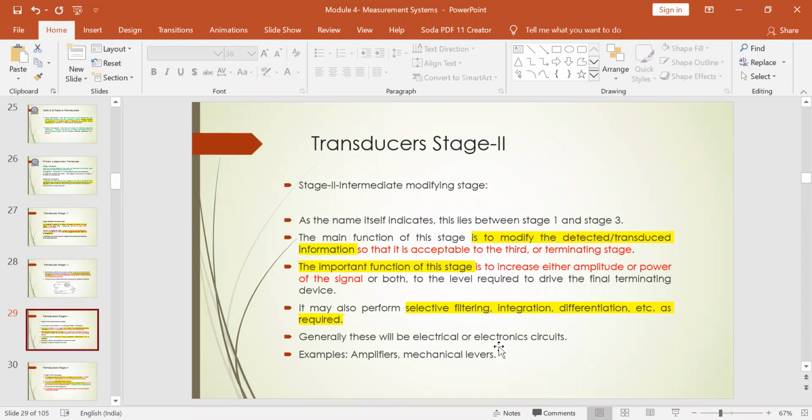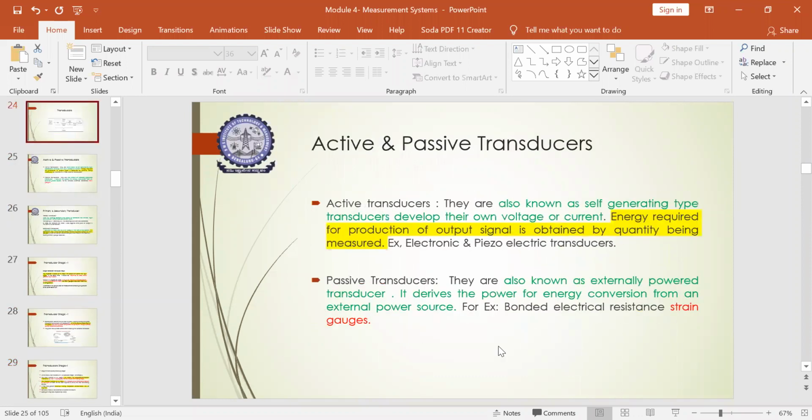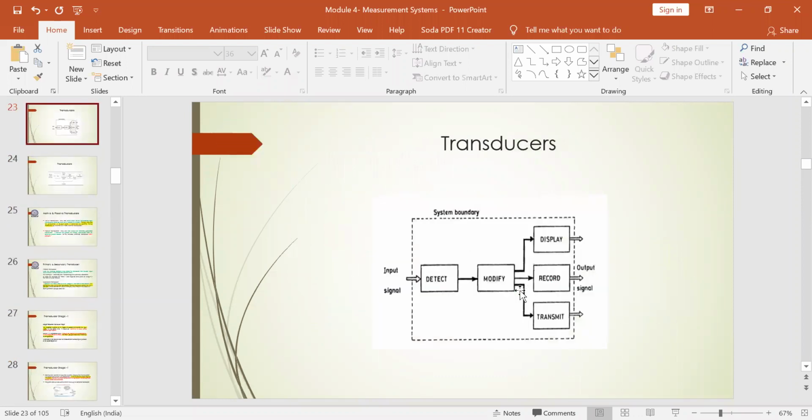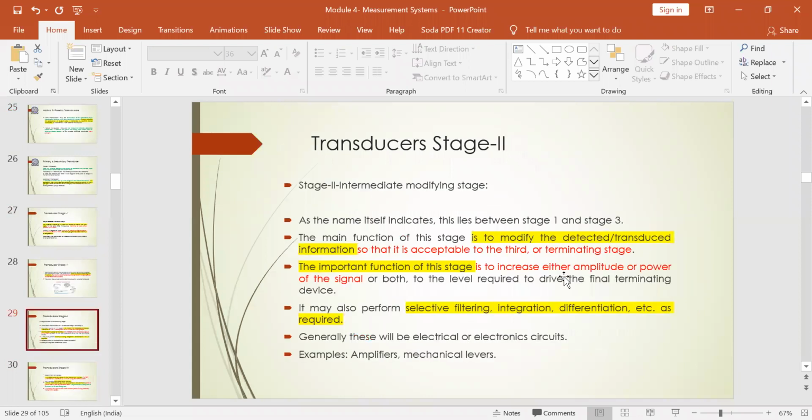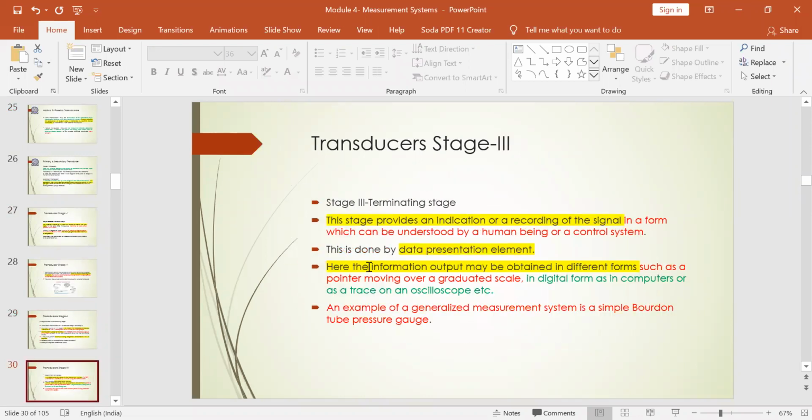Next is transducer stage 2. What happens here? It is an intermediate stage which receives the input signal and modifies it into an electrical or electronic output signal which could be recorded. So this is in between, either in the beginning or at the end. It plays a vital role in modifying one input signal to the readable output signal, and hence it is also called the intermediate stage.